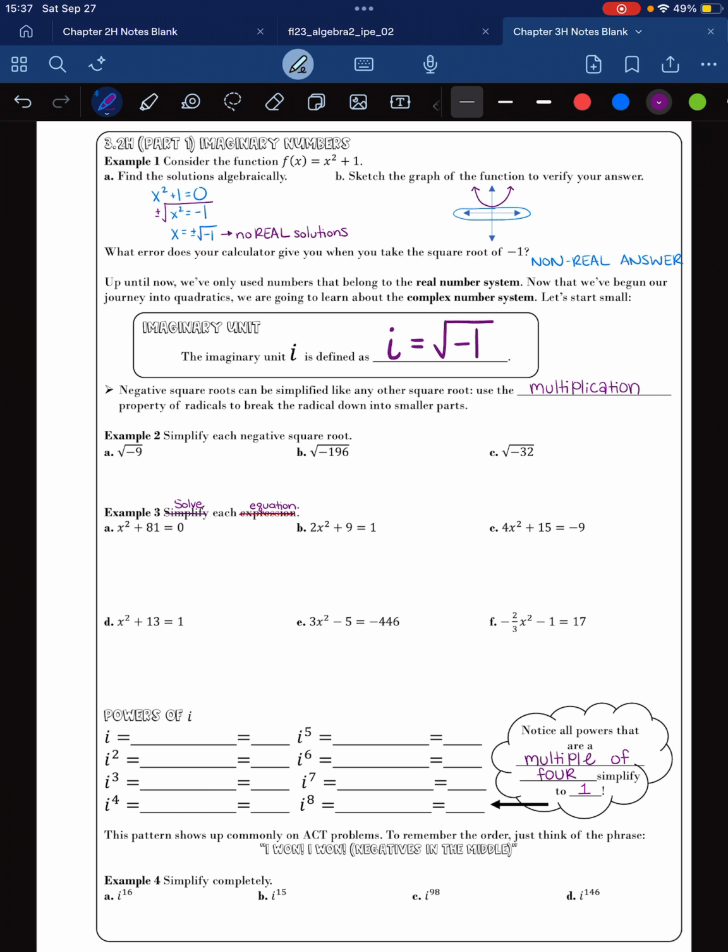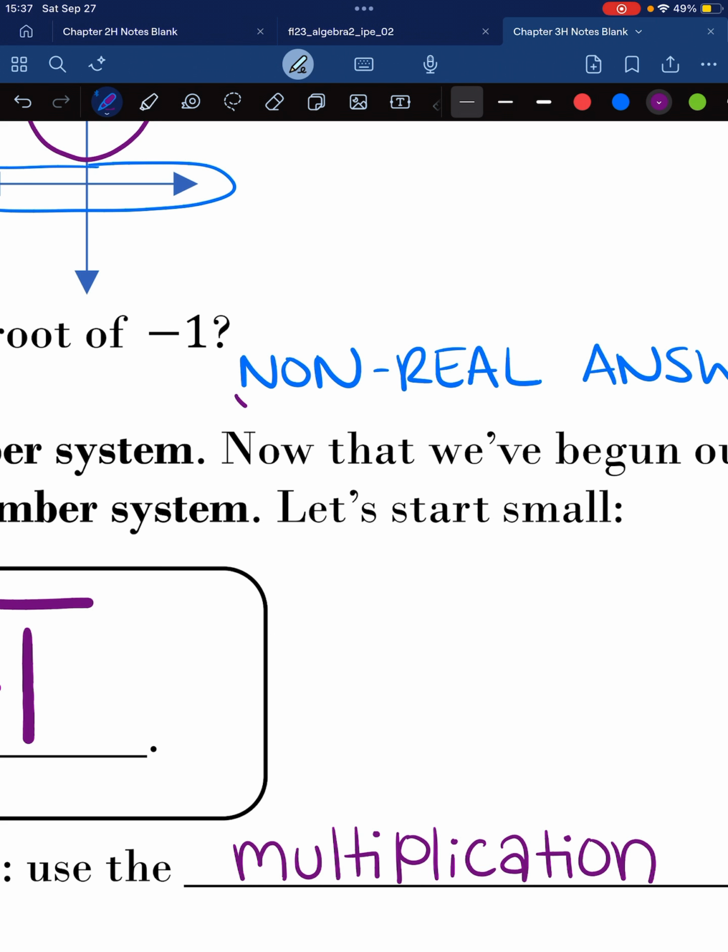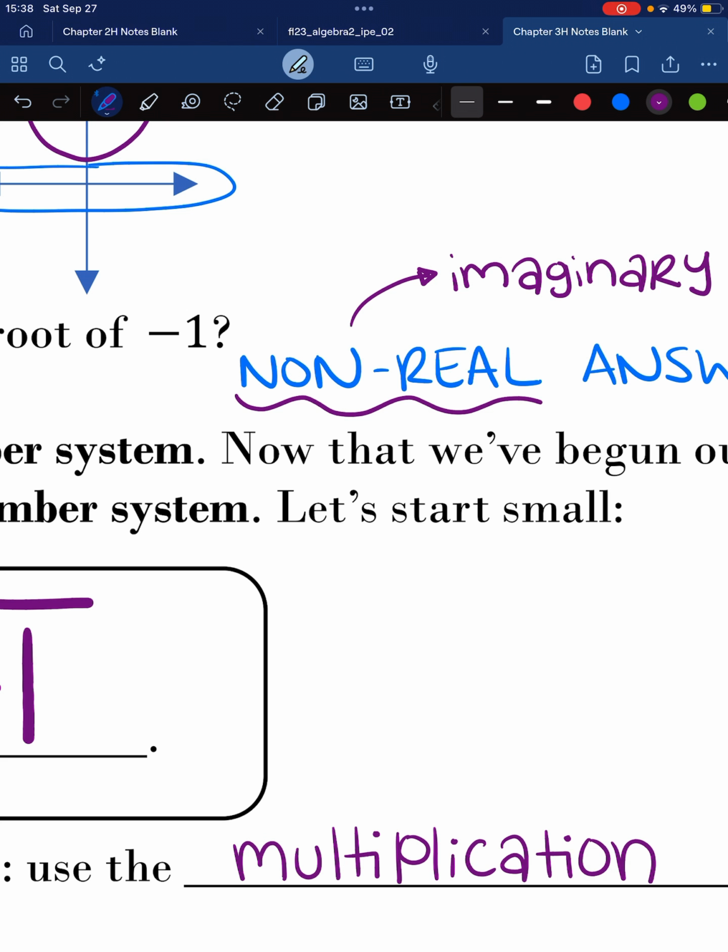But let's look more at that error that the calculator gives us. The calculator gives us an error of non-real answer. If we investigate this word non-real, if you think of a synonym for something that's not real, hopefully you may think of the word imaginary. The reason that your calculator says it's a non-real answer is because we are used to working within the real number system, right?